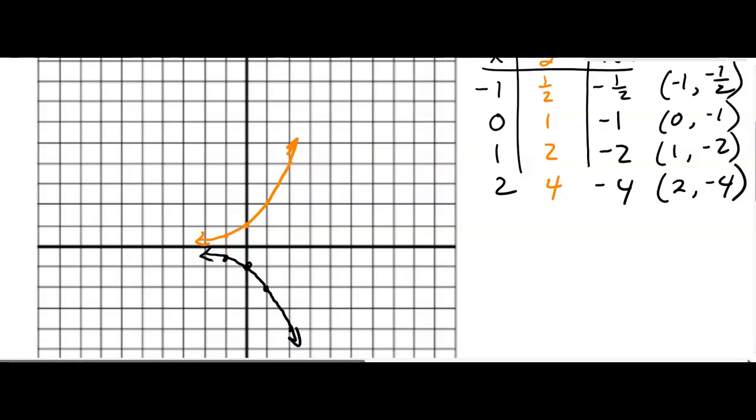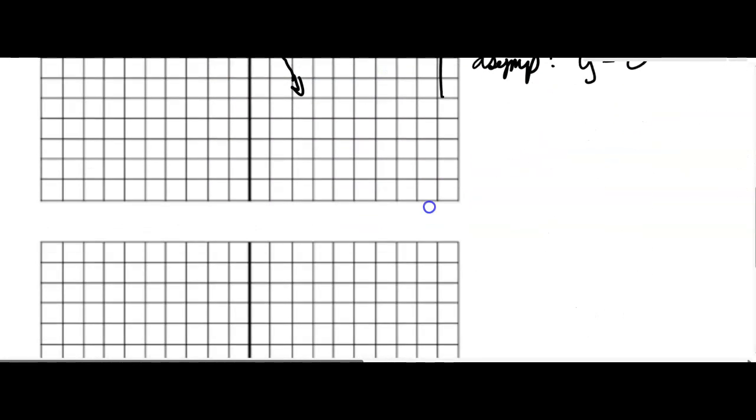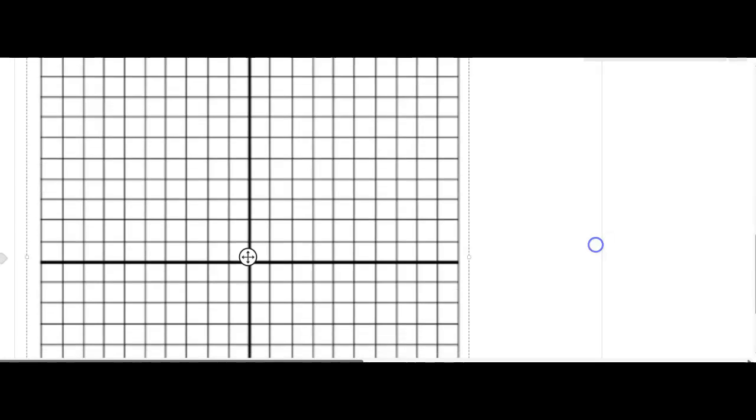This is going to change some things, not everything, but the domain will still be all real numbers. The range, though, the range is going to go from negative infinity up to 0, okay? Because it's coming up this way, right? It's below the x-axis. And the asymptote, though, is going to stay the same here. So it'll still be y equals 0, okay?